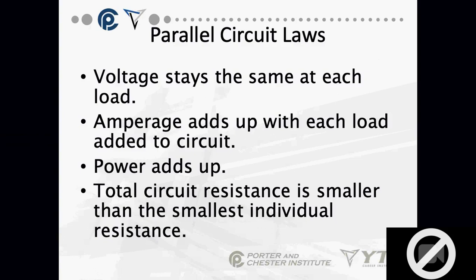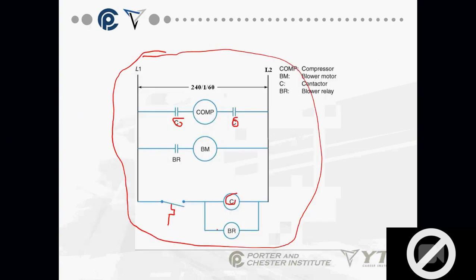Now, will that BR relay and the C relay have different resistance? Most likely, yes. What are you thinking, and why are you asking that? Well, I just was curious if they did, because otherwise, how would they control individually the different functions?